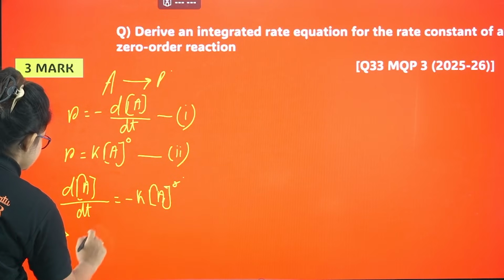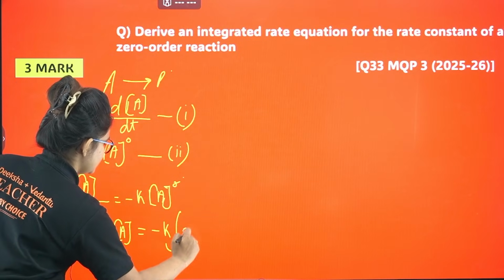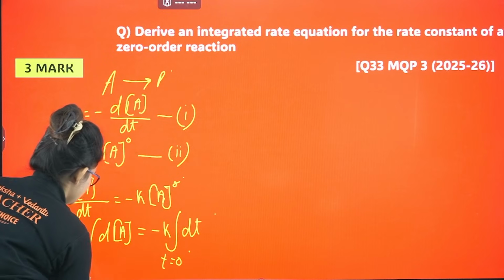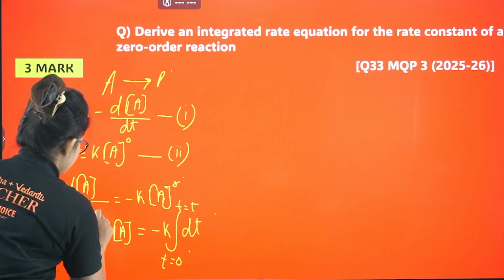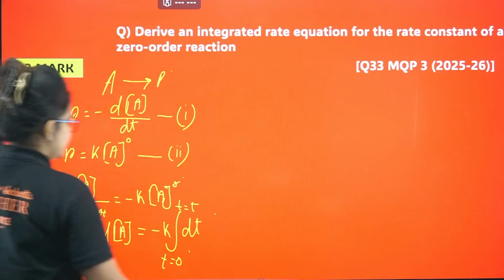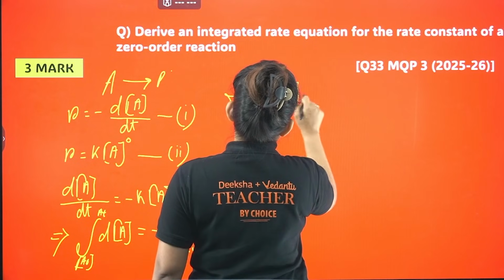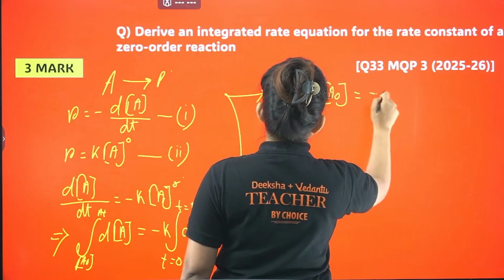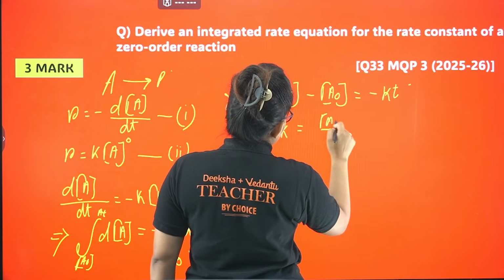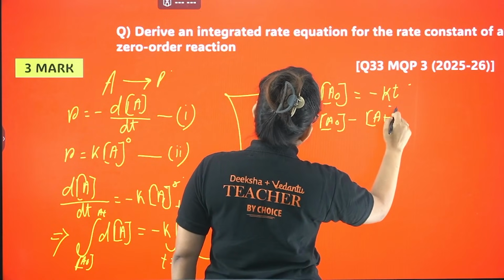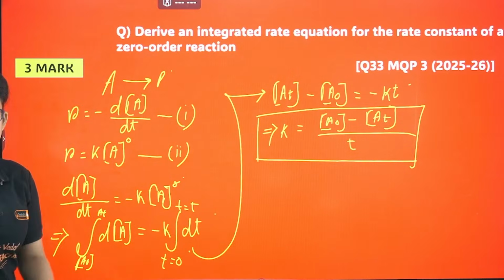So from here, if I just integrate by arranging a little bit, dA equals -K into integration of dt. When t equals 0, A is A0. When t equals t, it is At. Now let's put the limit after doing the integration. So from here I will get At minus A0 equals -Kt. From here K you will get (A0 minus At) divided by t. That's it. I guess this is clear for you.